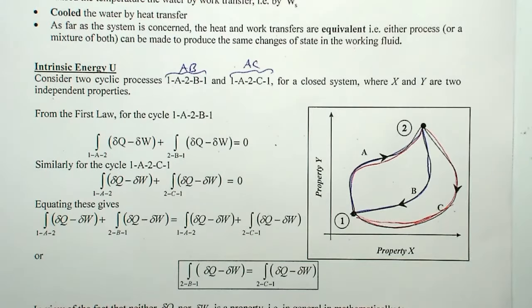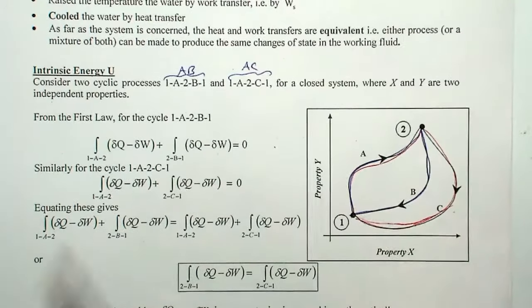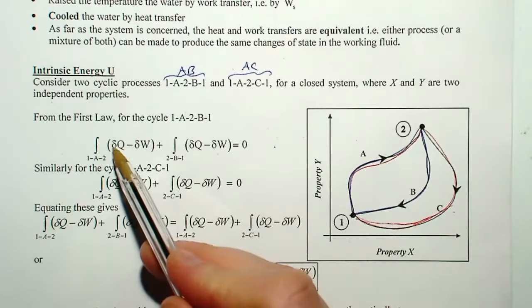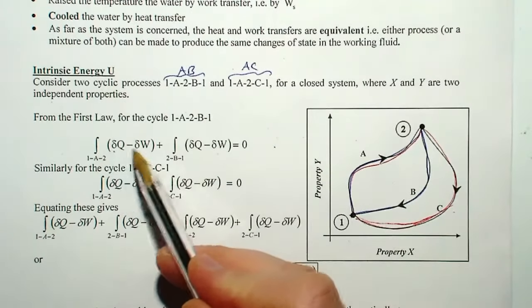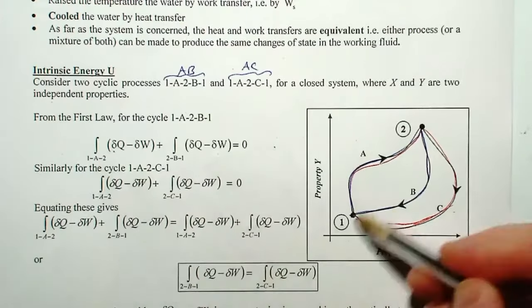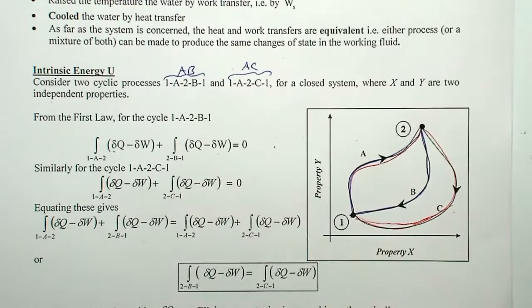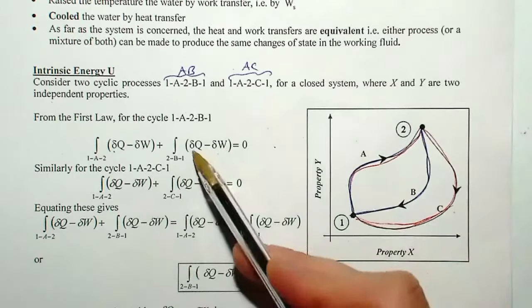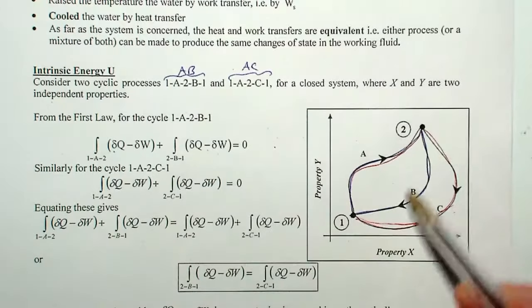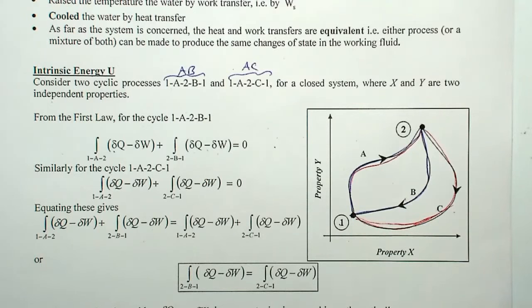So, can we think about applying the first law to the first curve? If I do that, then I can write delta Q minus delta W for 1A2 plus the same for route B, delta Q minus delta W for 2BA, has to be equal to 0. That's based on the first principle. This is based on what Joule has stated.